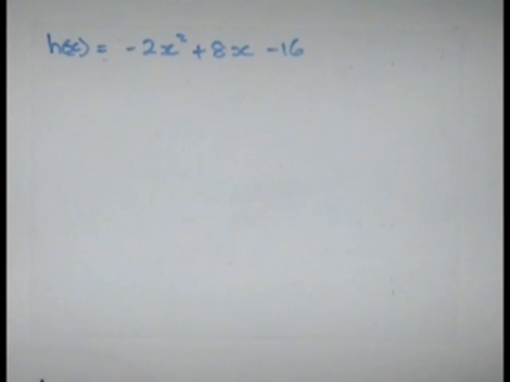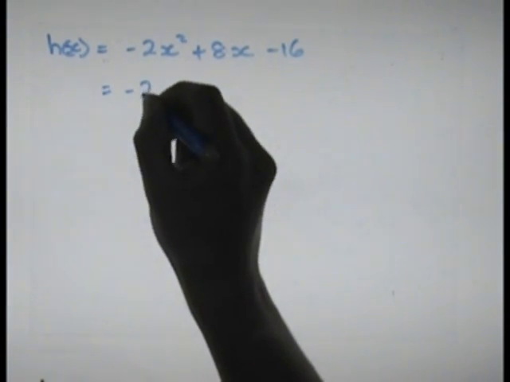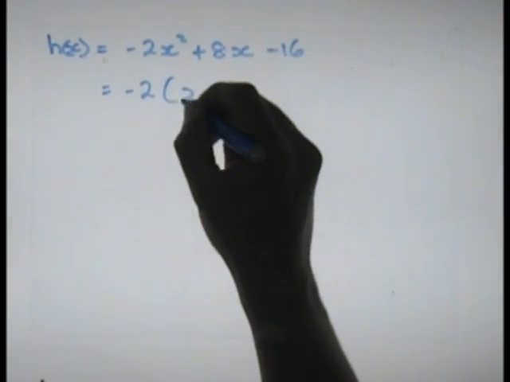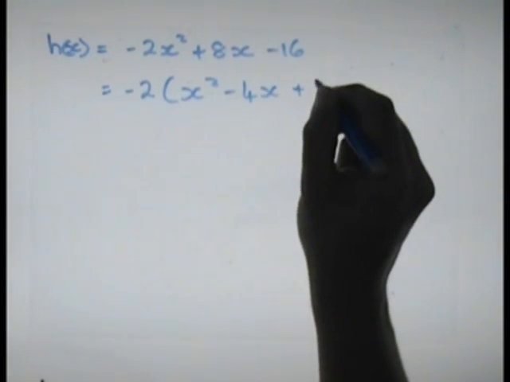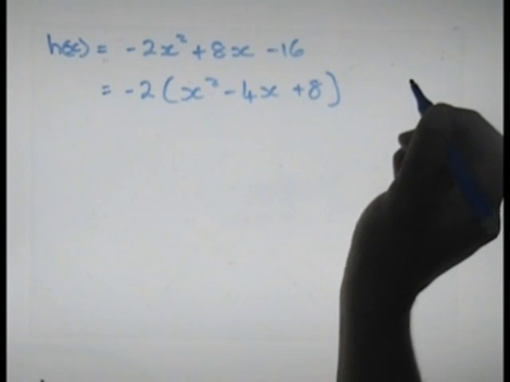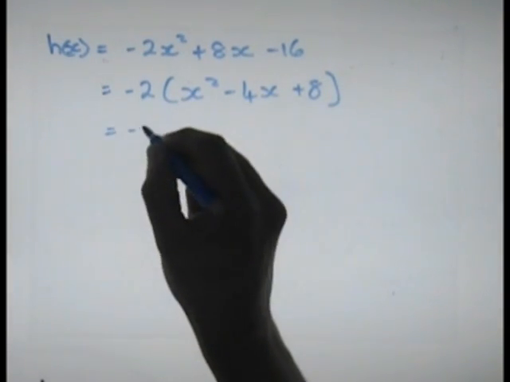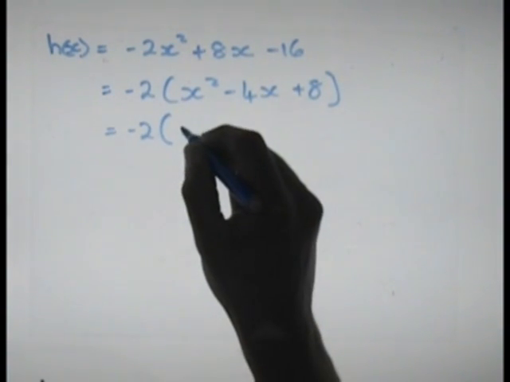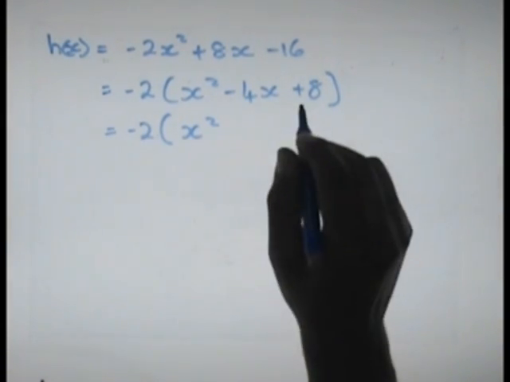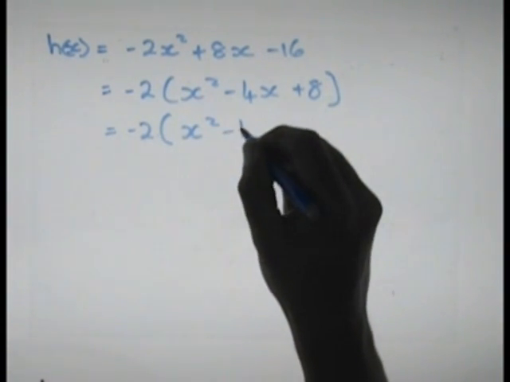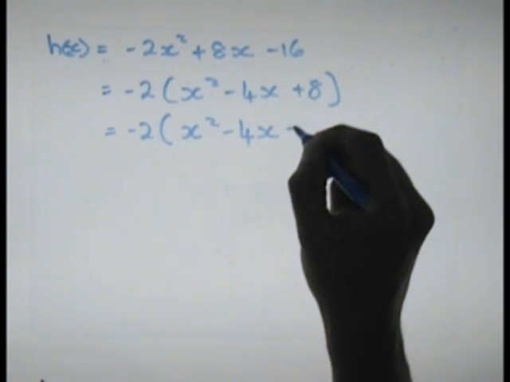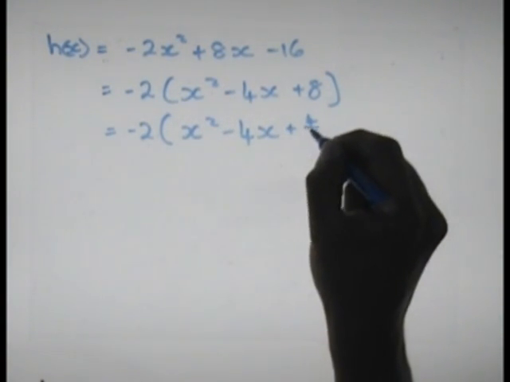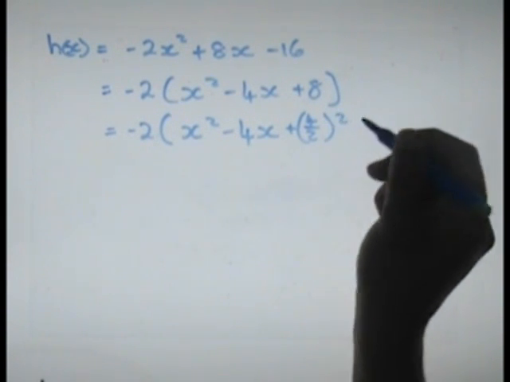I'm going to start by taking out a common factor of negative 2. That will leave me with x squared minus 4x plus 8. Keep the minus 2 outside of it. I'm now going to use a technique called completing the square. That minus 4x is still there. To that I'm going to add (4 over 2) squared.